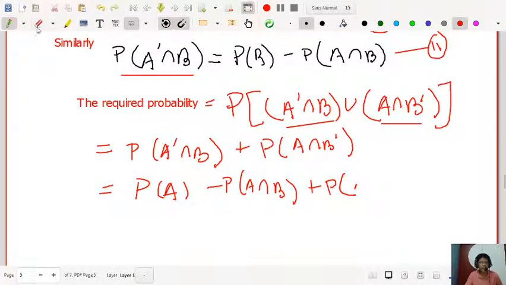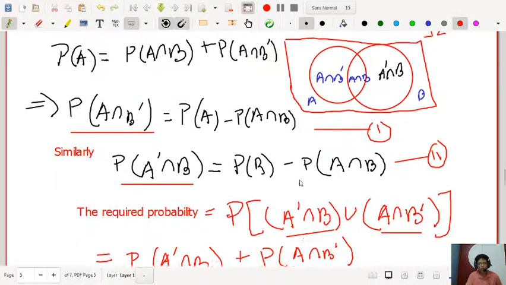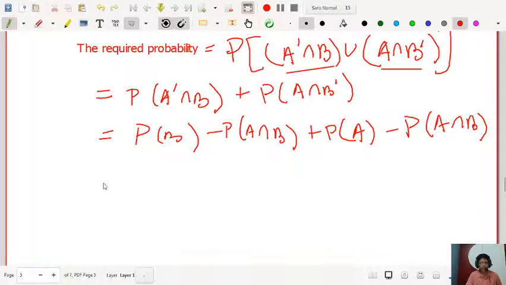Okay, this should be A. In the first case, this should be B. Actually, I have written A complement intersection B first. So this is B. This is A minus probability of A intersection B, using relations 1 and 2. Got it? Now what is the final result?